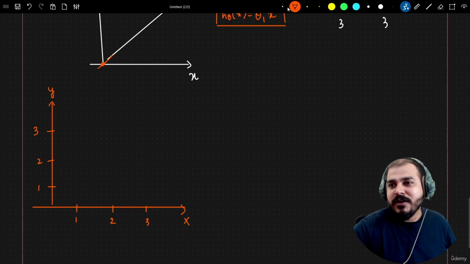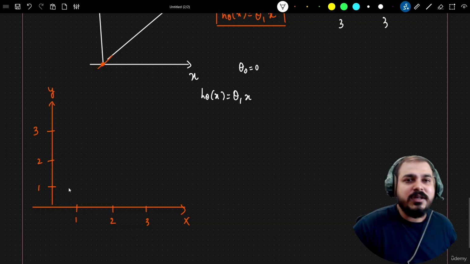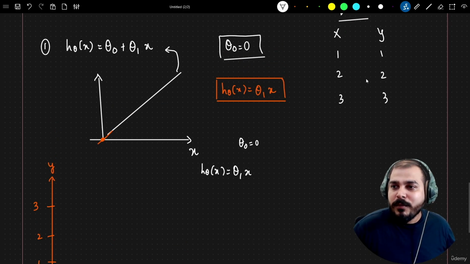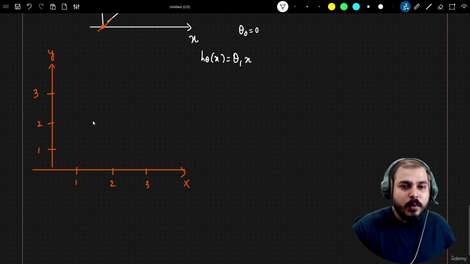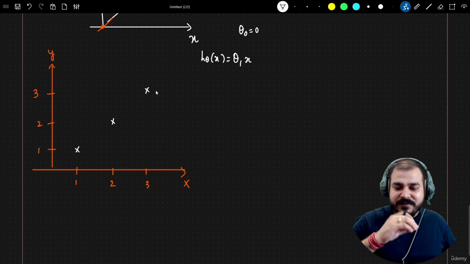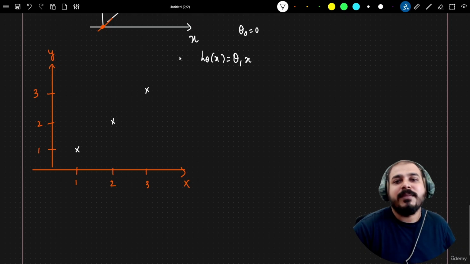And obviously everybody knows the equation. It is nothing but h theta of x is equal to theta 1 multiplied by x. Why? Because theta 0 is equal to 0, because we are considering it passes through the origin. So I have my data points: 1 comma 1, 2 comma 2, 3 comma 3. Let's go ahead and plot it. Here is 1 comma 1, then 2 comma 2, and 3 comma 3. Now with these data points, I am going to use this equation of a straight line to plot my best fit line.